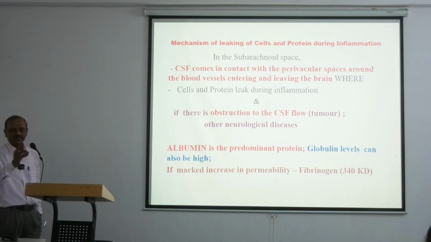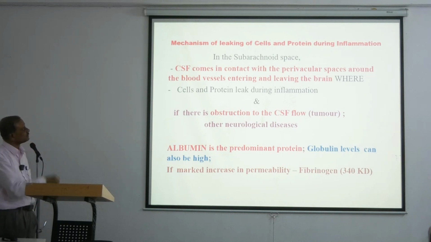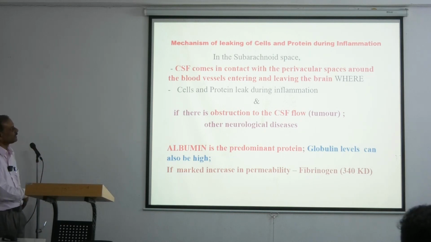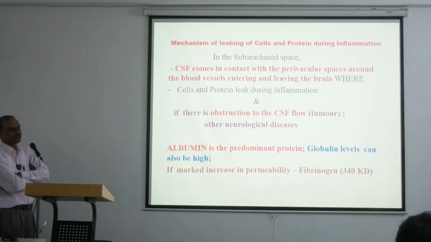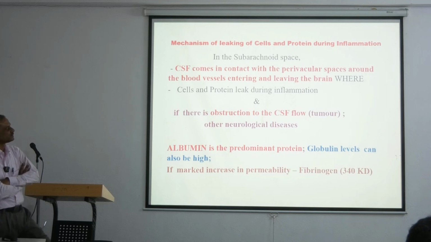Now how these cells and this abnormality come, you write down this mechanism. I have told it all earlier: in the subarachnoid space, CSF comes in contact with the perivascular spaces around the blood vessels entering and leaving the brain, from where cells and protein leak. That is the most important thing.